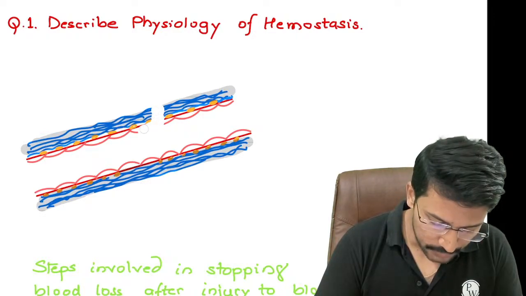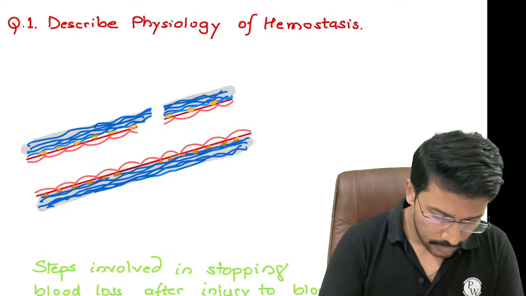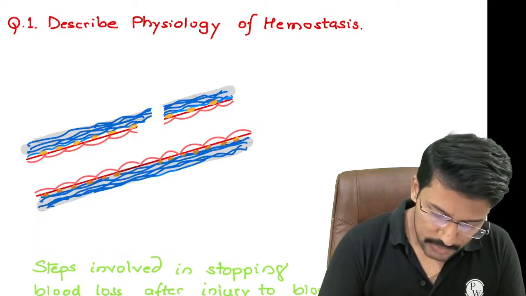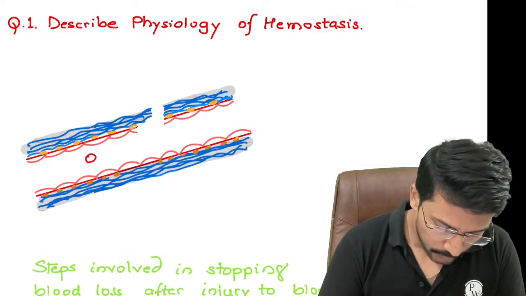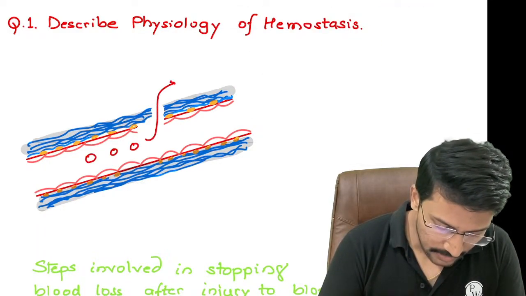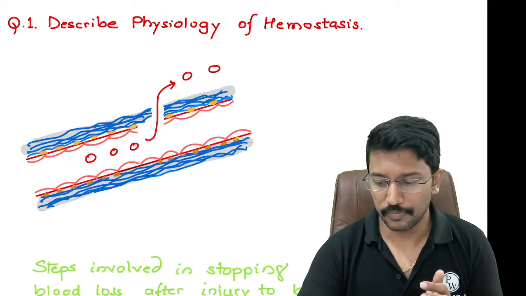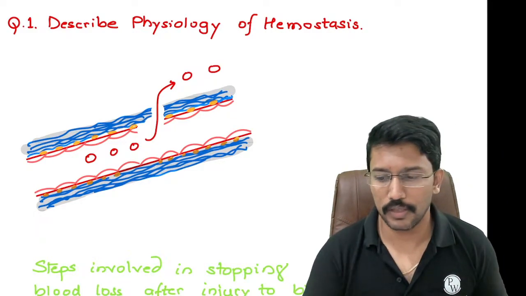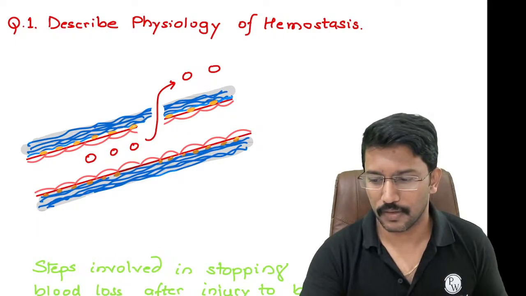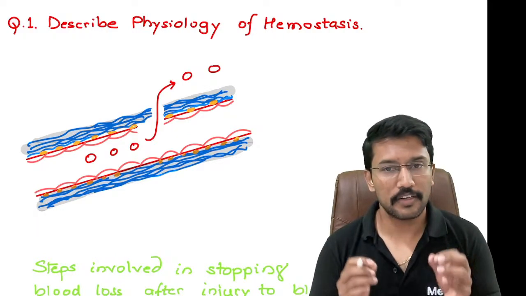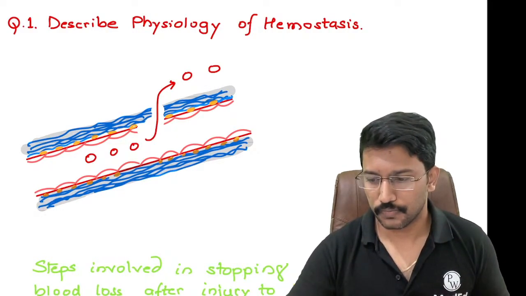Now because of this injury, there is a possibility that the RBCs that are inside the blood vessel will start leaking out. So now the patient is bleeding. Now how can the system stop this blood loss from the injured blood vessel? That is what we will try to understand now.